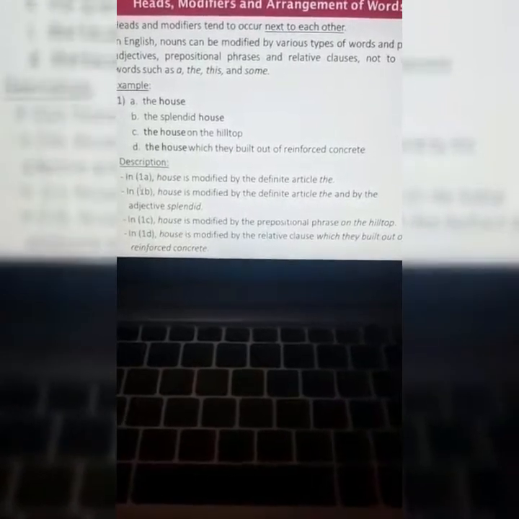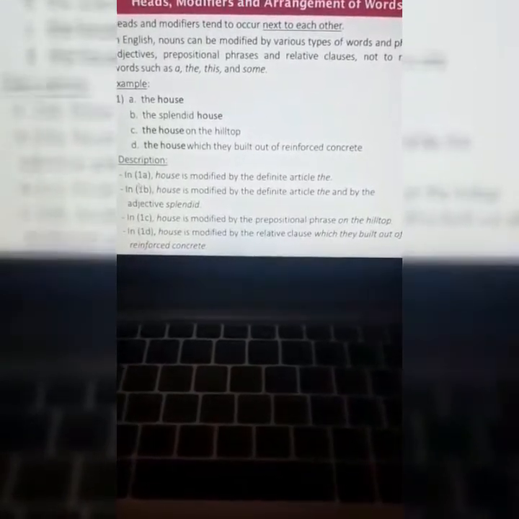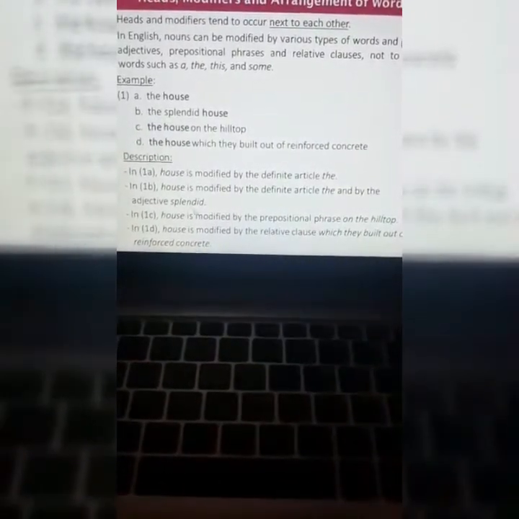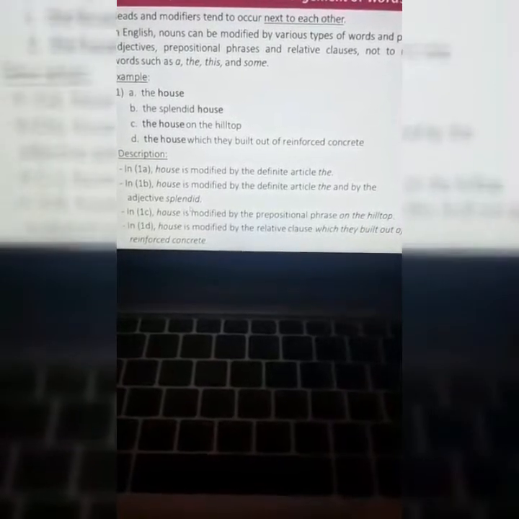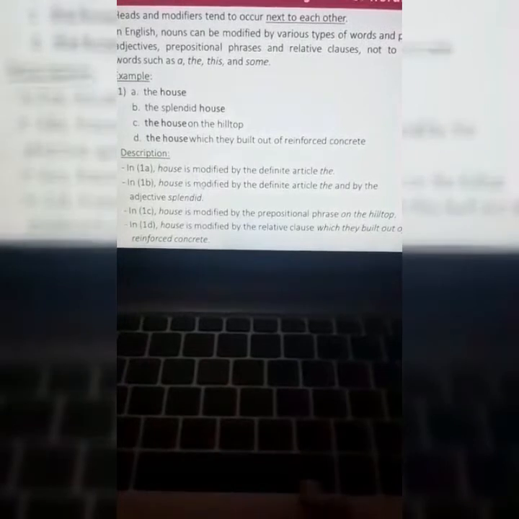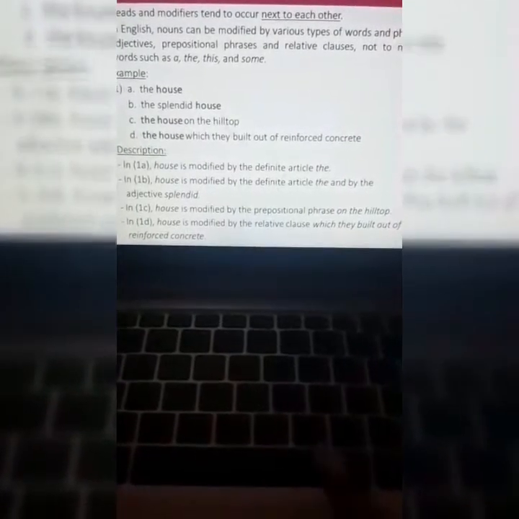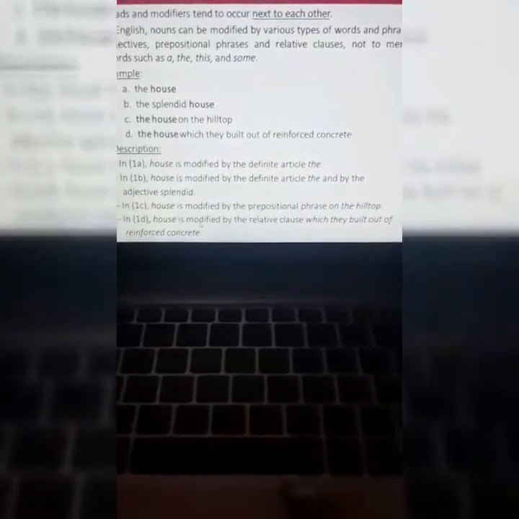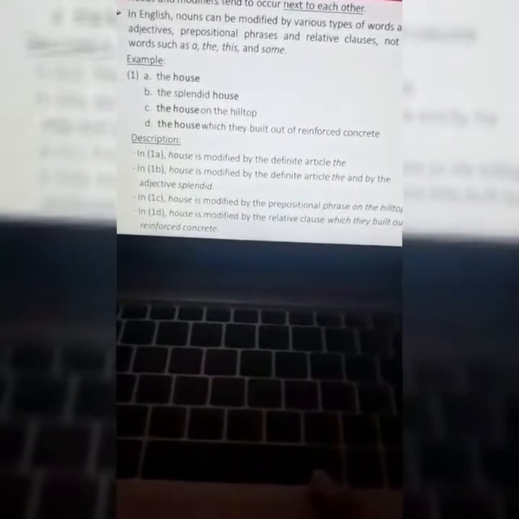Kita lihat satu-satu description-nya. In 1A, house is modified by the definite article the. In 1B, house is modified by the definite article the and by the adjective splendid. 1C, house is modified by the prepositional phrase on the hilltop. Kebetulan juga ada the di sini ya. Dan juga sama, house is modified by the relative clause which they built out of reinforced concrete.